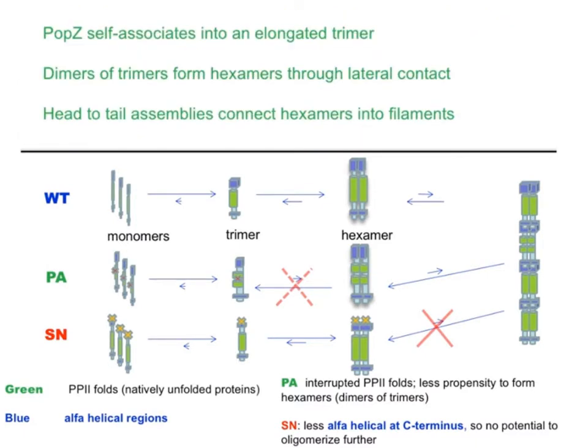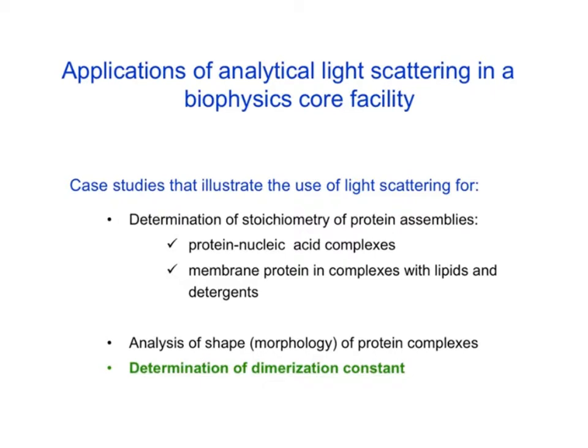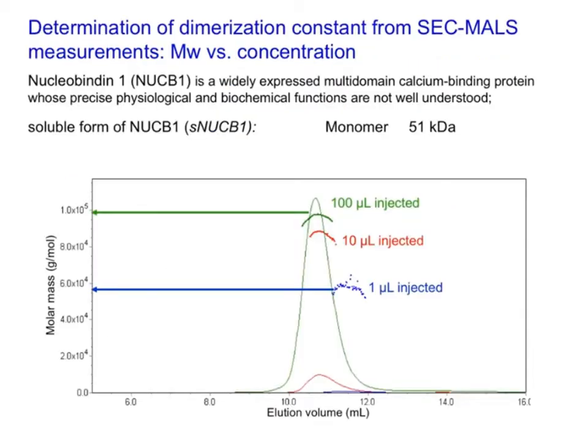Thus, in summary, the biophysical analysis of purified wild-type and assembly-defective mutant proteins indicates that PopZ self-associates into an elongated trimer, which self-associates into hexamers, and finally the hexamers form the filaments through a head-to-tail assembly process. The final portion of the presentation will illustrate how SecMol's data can be used to measure the dimerization constant.